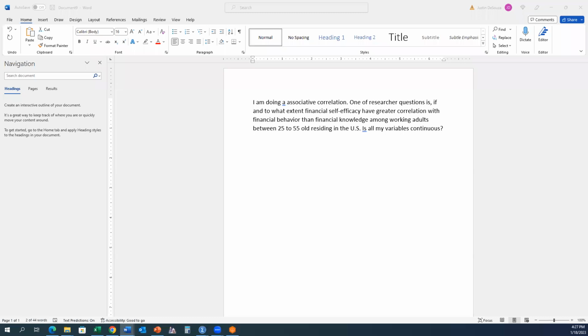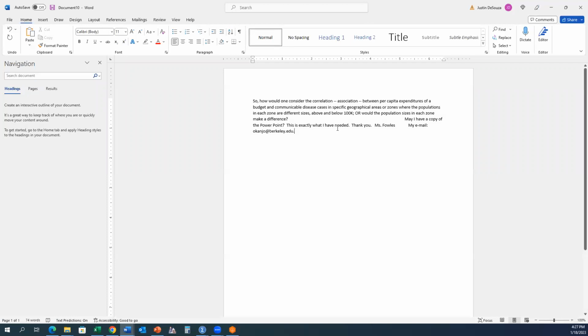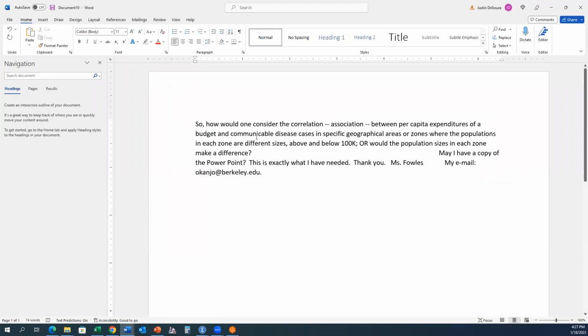Okay, we have a question from Miss Fowles. And she asks, so how would one consider the correlation or association between per capita expenditures of a budget and communicable disease cases in specific geographic areas or zones where the populations in each zone are different sizes? This sounds like more than just correlations to me. Between capita expenditures of a budget.